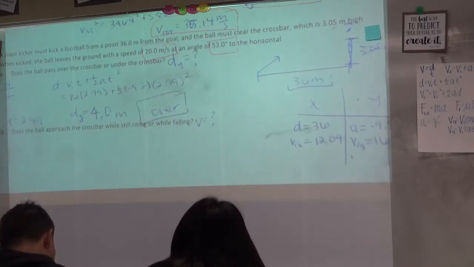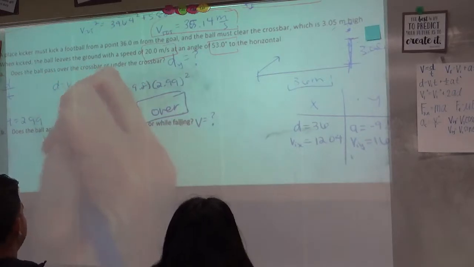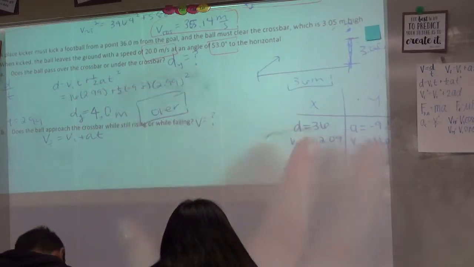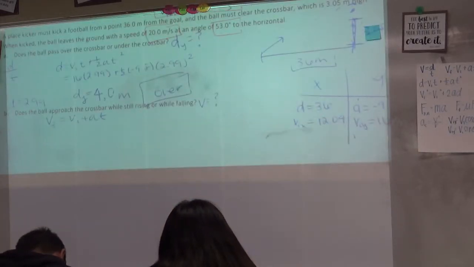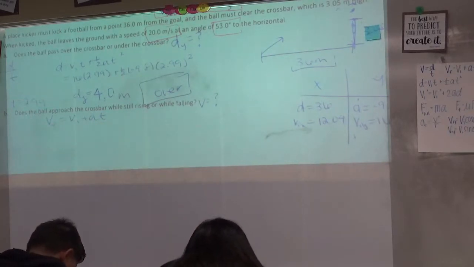Y. And what equation could we use to find the y velocity? Vf equals vi plus at. And what t would I use? The 2.99. So plug in, and then whether it's positive or negative, it will tell you if it's going up or down at that point.